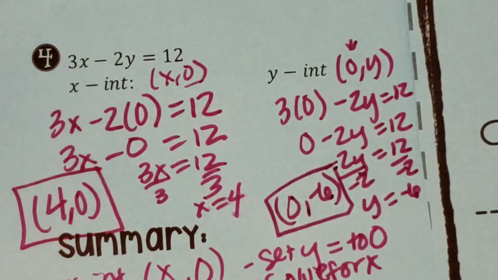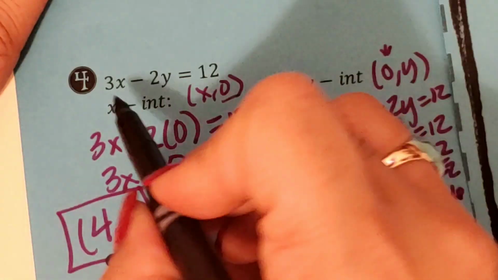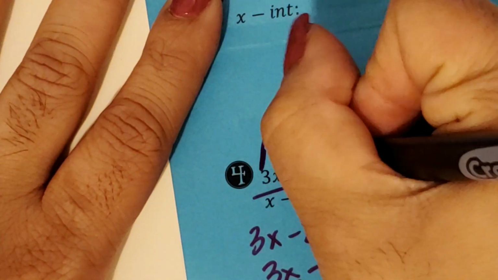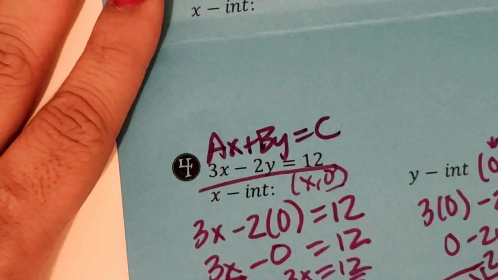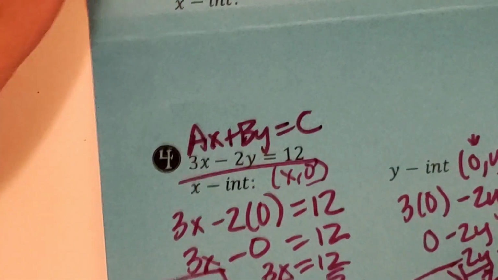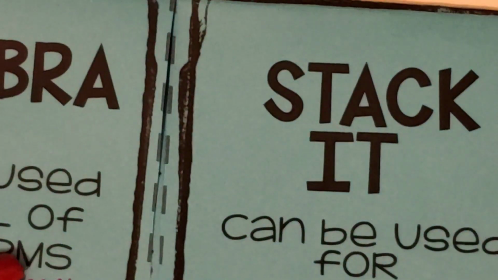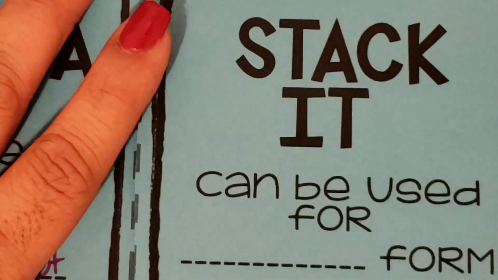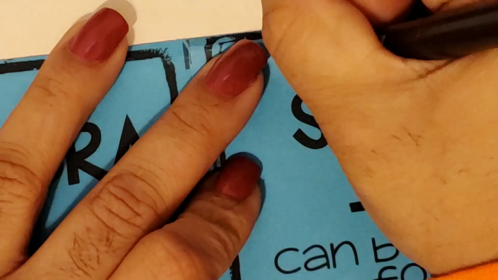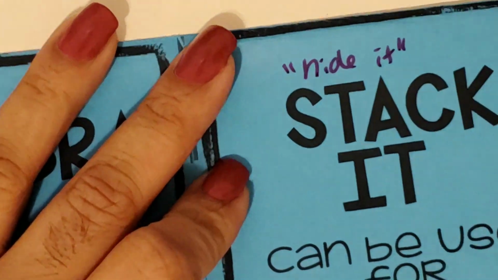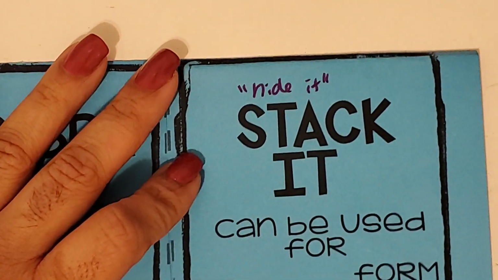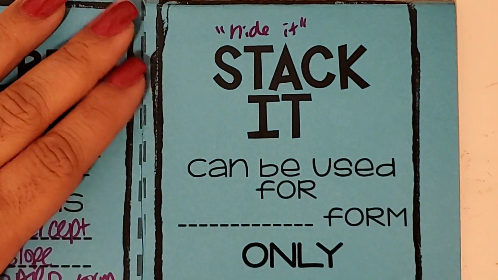But you see all of this work, and it looks so jumbled up together. So there is a trick when you're in standard form. When you have it in ax plus by equals c, you can now use the stack it form. The stack it method, and some people call it the hide it as well. And you can hide it and you can stack it, whatever helps you sleep at night.